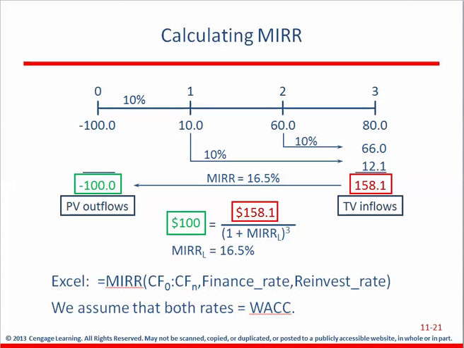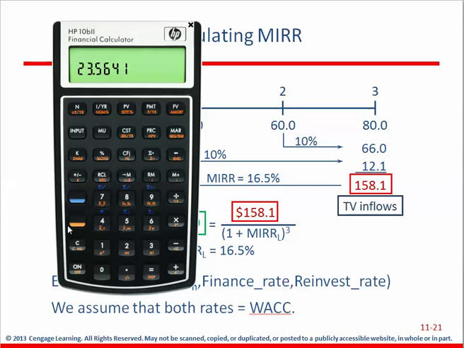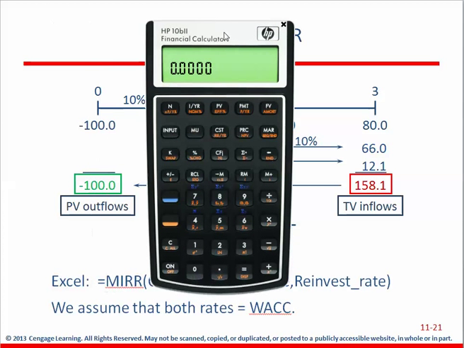And so if I bring my calculator back now, I'm going to clear all again. So to calculate the modified internal rate of return now, I've only got 2 cash flows. I'm going to say 100 negative.